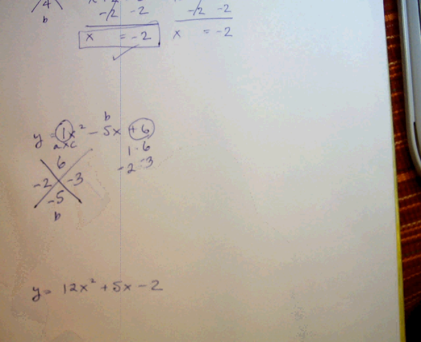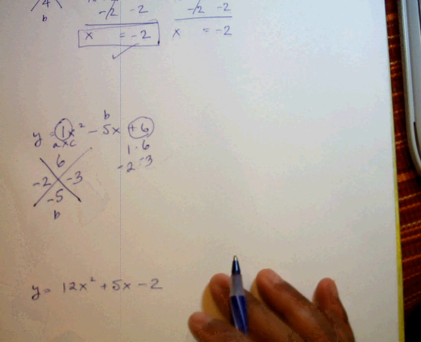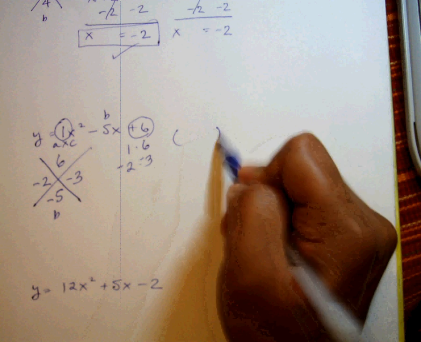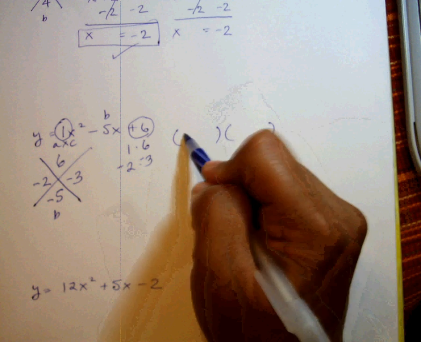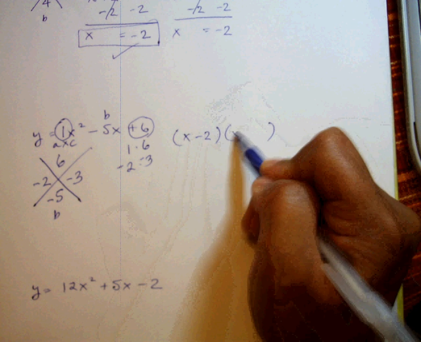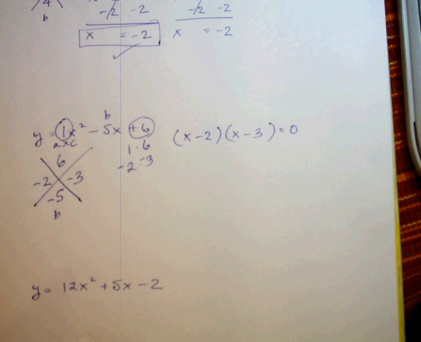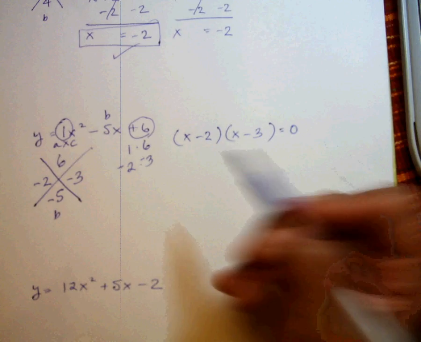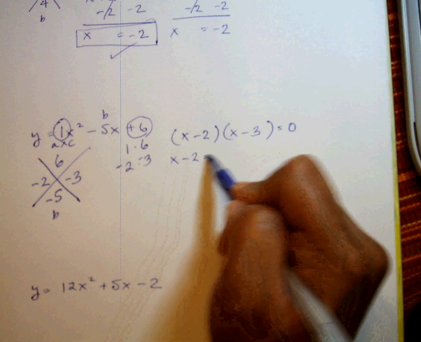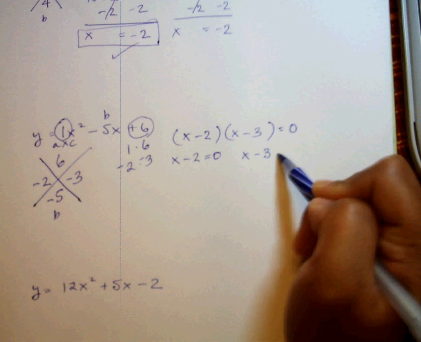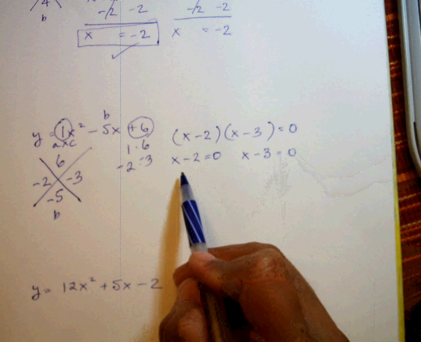It works. So now I'm going to factor it, putting the two sets of parentheses: x minus 2, x minus 3. And I'm going to set this equal to 0 because that's what we're trying to find. x minus 2 equals 0. x minus 3 equals 0. Solve for x for each one.